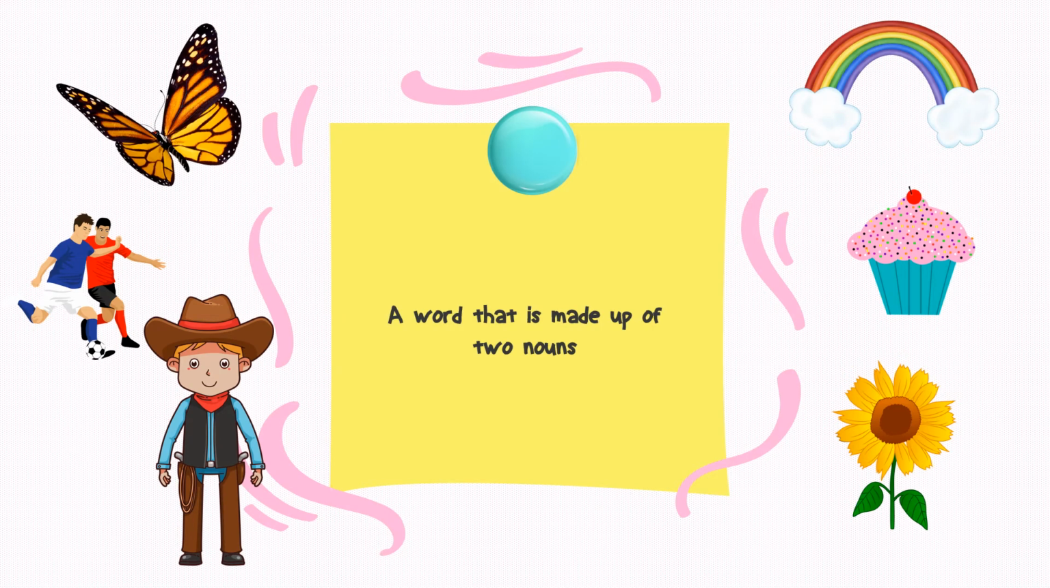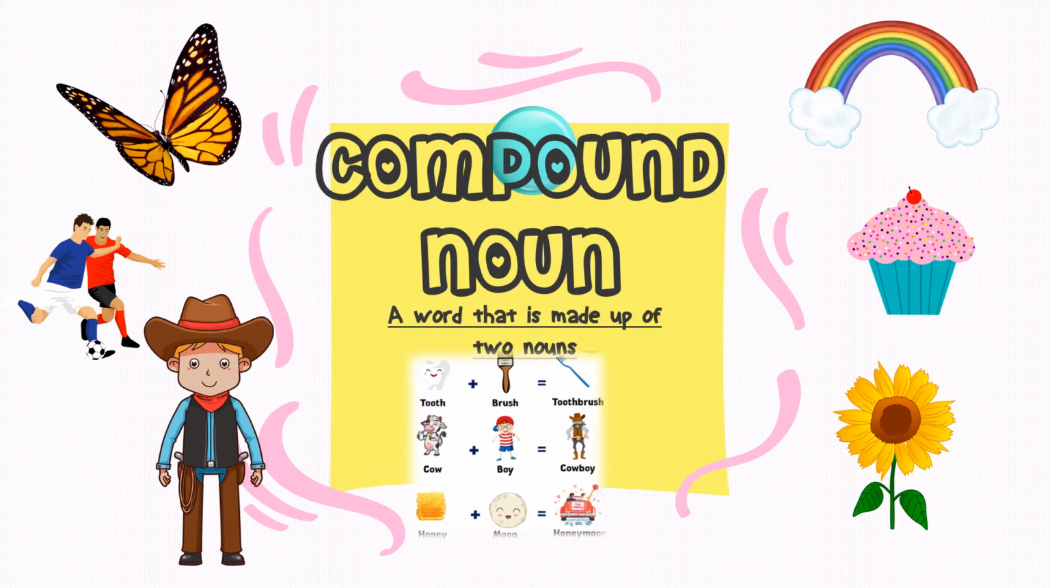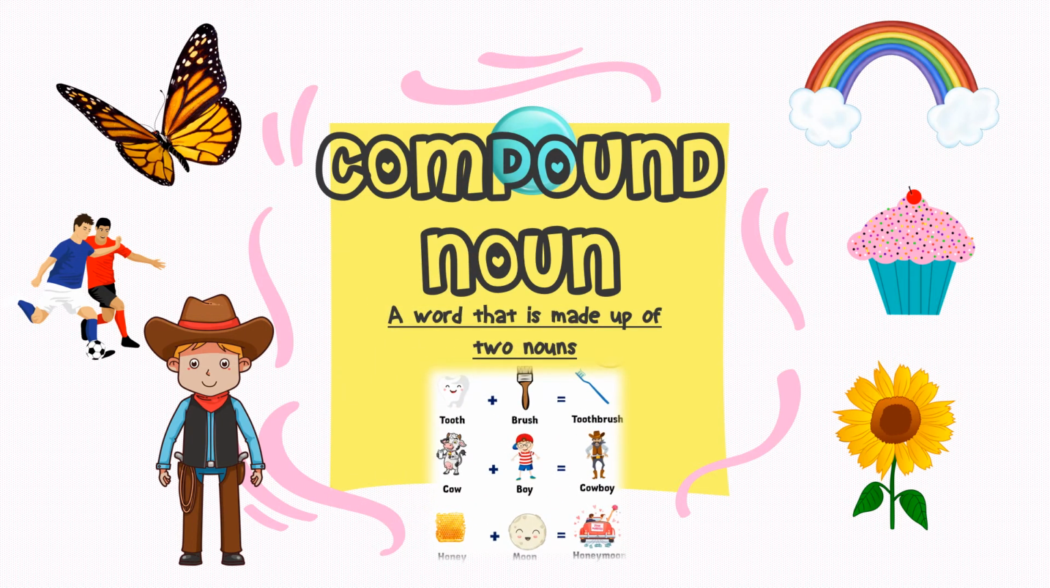Okay, next session is compound noun. What is compound noun? Compound noun is a word that is made up of two nouns. Do you understand? What is a word that is made up of two nouns? Okay, let's see the examples.